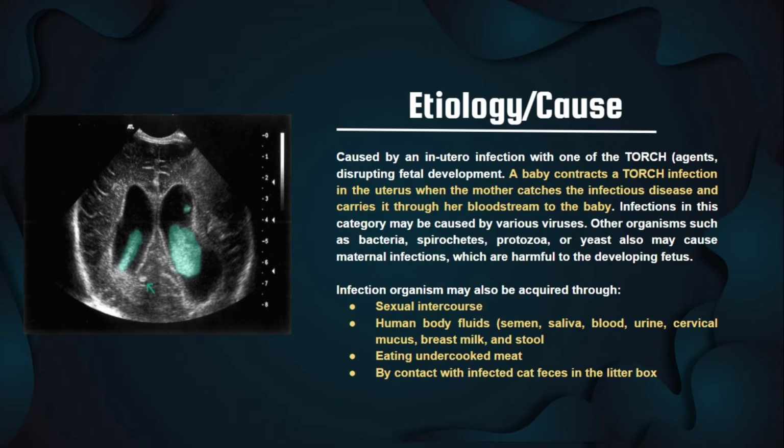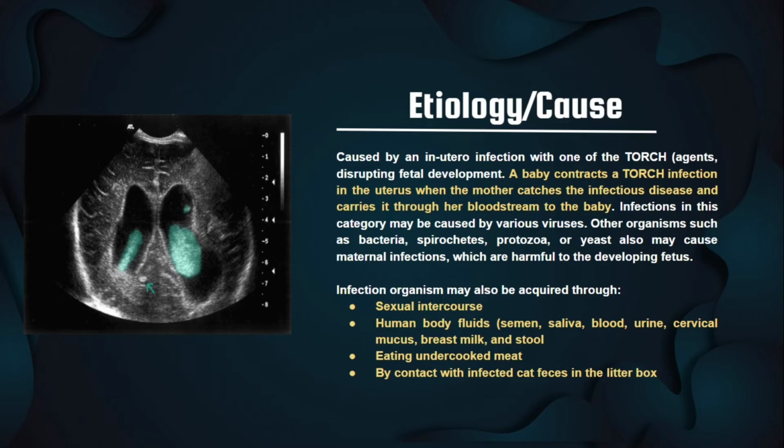It is caused by an in utero infection with one of the TORCH agents disrupting fetal development. A baby contracts a TORCH infection in the uterus when the mother catches the infectious disease and carries it through her bloodstream to the baby. Infections in this category may be caused by various viruses. Other organisms such as bacteria, spirochetes, protozoa, or yeast also may cause maternal infections which are harmful to the developing fetus. Infection organisms may also be acquired through the following.